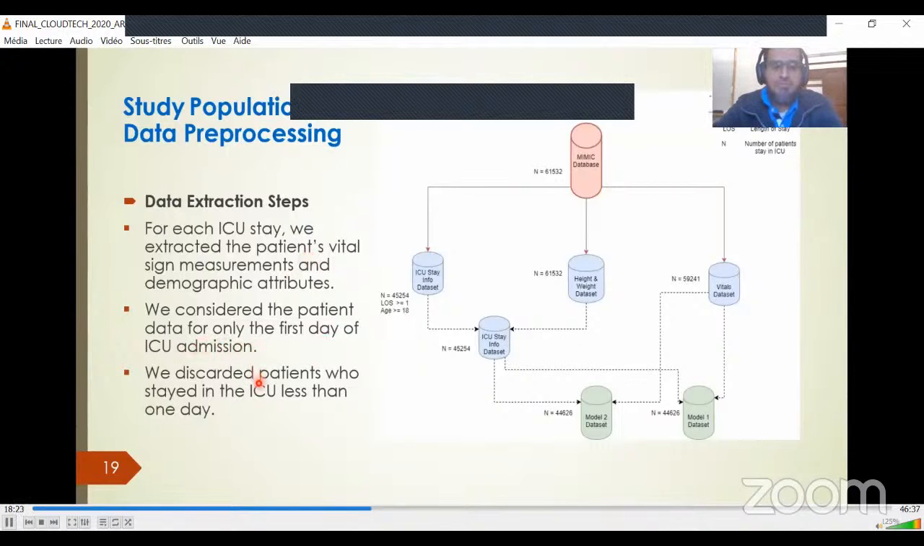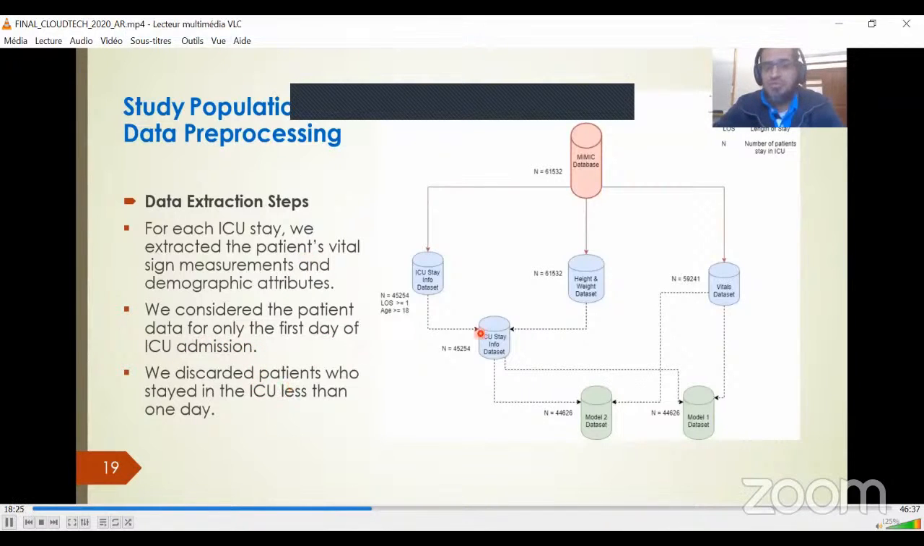For that, we discard all patients who stay in ICU less than 1 day. So in MIMIC we have 61,000 ICU stays. We extract all the vital signs, which is about 60 million rows, and also the height and weight. We did some merging between the tables, and the output is that it's ready for a model.